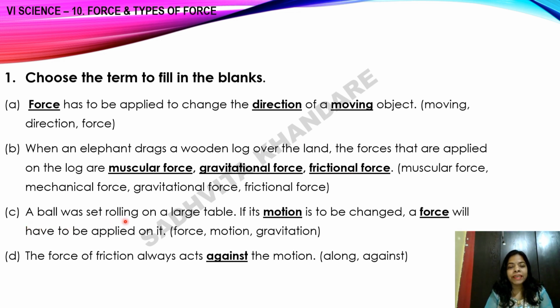A ball was set rolling on a large table. If its dash is to be changed, a dash will have to be applied on it. If its motion is to be changed, a force will have to be applied on it. We have to apply the force if we want to change its motion. The force of friction always acts dash the motion. It is acting against the motion, never along the motion. It is the opposing force, children.